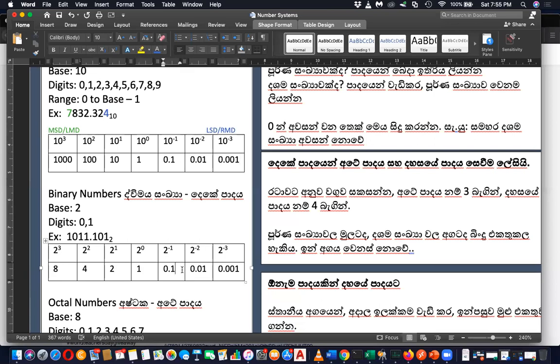So here it should be 0.5, because 1 divided by 2 is 0.5. 0.5 divided by 2, you will get 0.25. 0.25 divided by 2, then you will get 0.125. Likewise, 5 divided by 2 will be 0.25, and 0.25 divided by 2 will be 0.125.